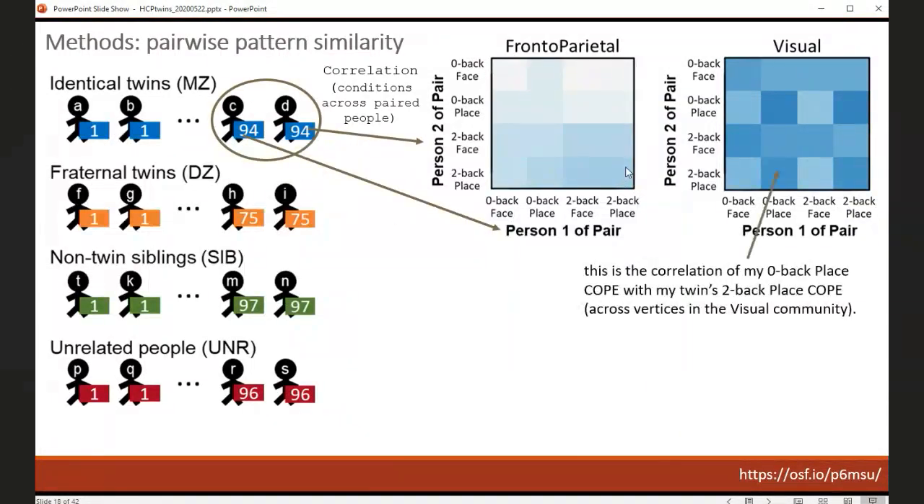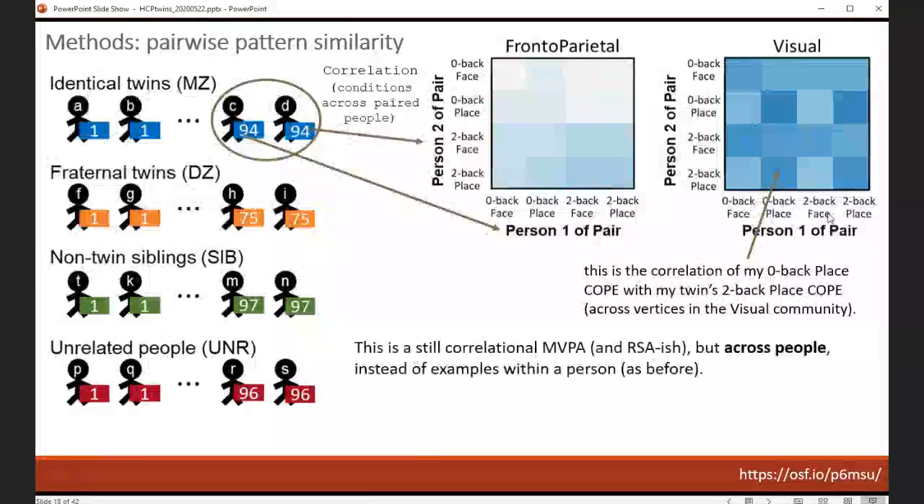So now these matrices aren't going to be symmetrical anymore. To make this concrete, if I was person one, this cell would be the correlation of my 0 back place cope to my twin's 2 back place cope across vertices in the visual community. So I'm correlating my activity patterns with my twin or my sibling, my paired person. This is still kind of RSA-ish and correlational MVPA, but now we're going across people. Hopefully that makes sense.